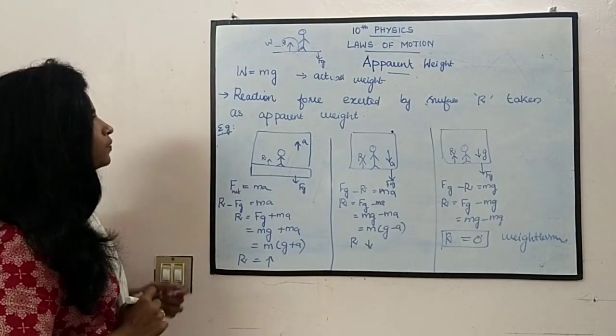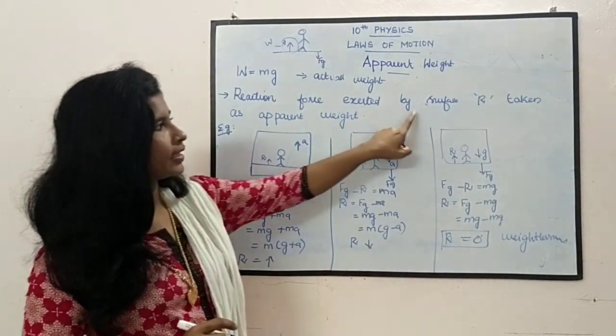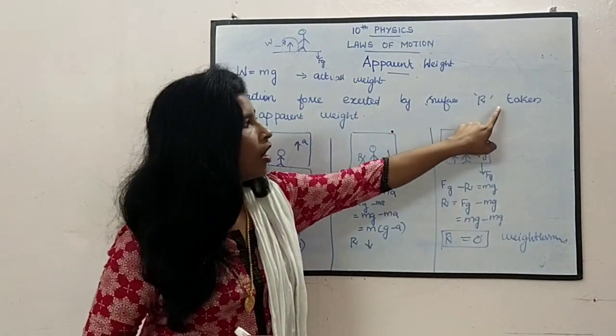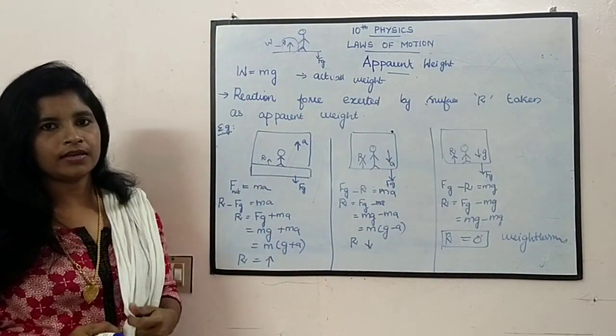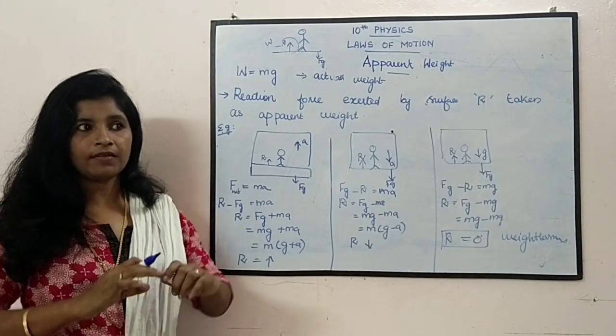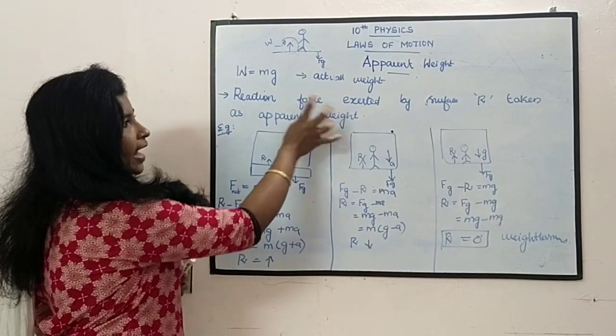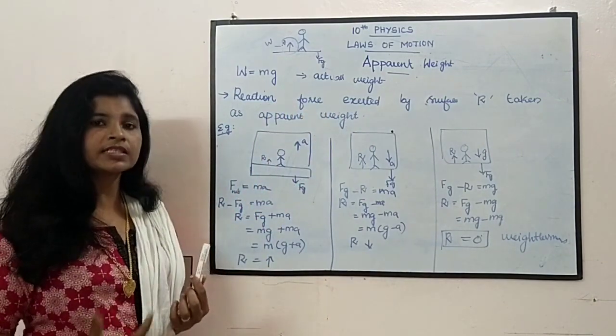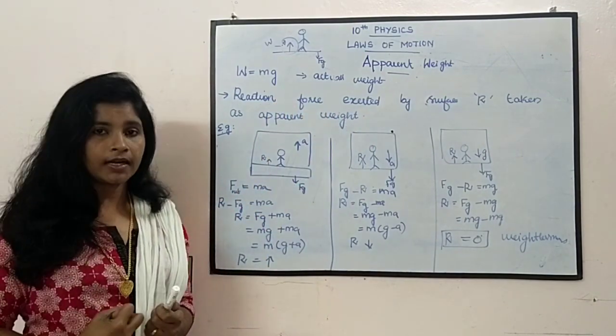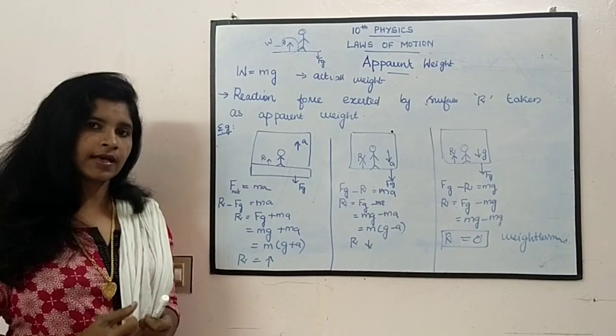So the reaction force exerted by the surface is taken as the apparent weight. Nama apparent weight அப்படினா வெளிப்படையா தெரியக்கூடிய அந்த weight. That is nothing but the reaction force exerted. ஒரு surface நம்ம மேல exert பண்ற அந்த reaction force தான் we will call it as apparent weight.